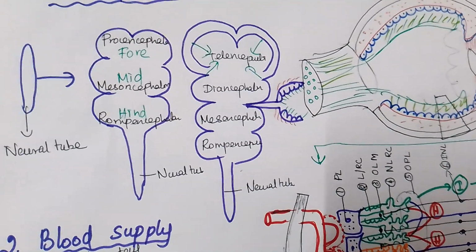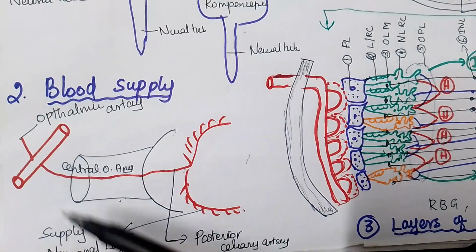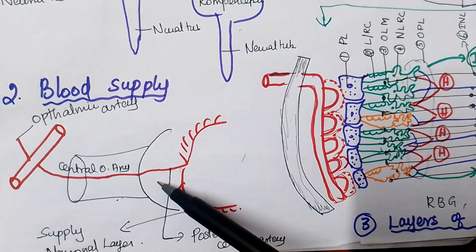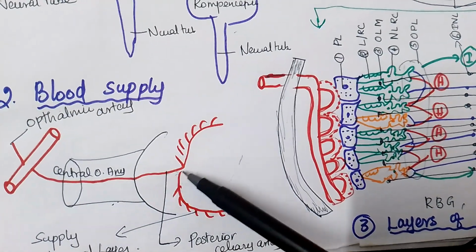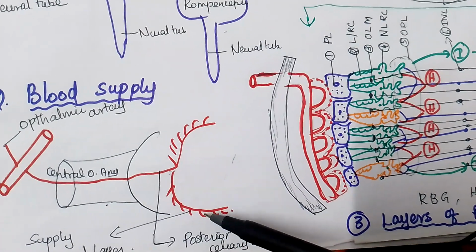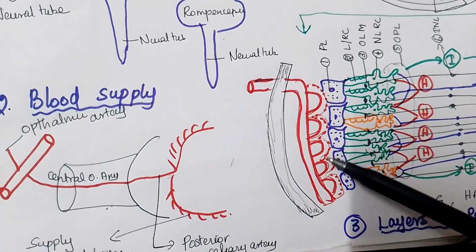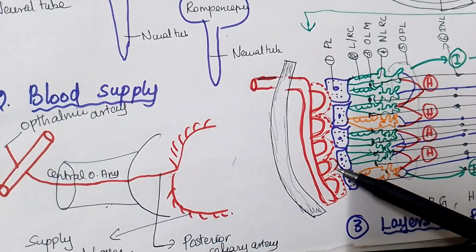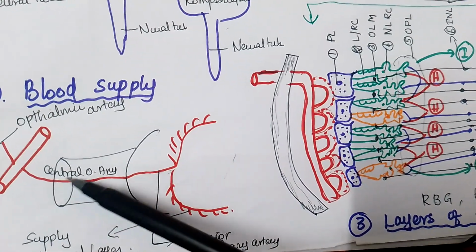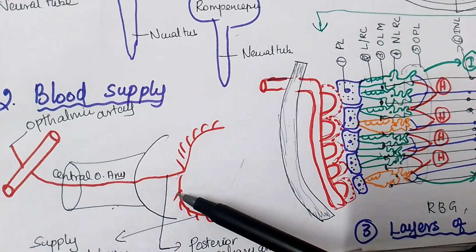The blood supply of the retina mostly starts from the ophthalmic artery. In the ophthalmic artery, the main branch is called the central retinal artery. This artery divides on the posterior side into the posterior ciliary arteries. Why are we mentioning this here? Mostly the posterior ciliary artery is the major supply of blood to the pigmented layer of the retina. There are many arteries in the branches. The central branch enters through the optic nerve and supplies the retina.